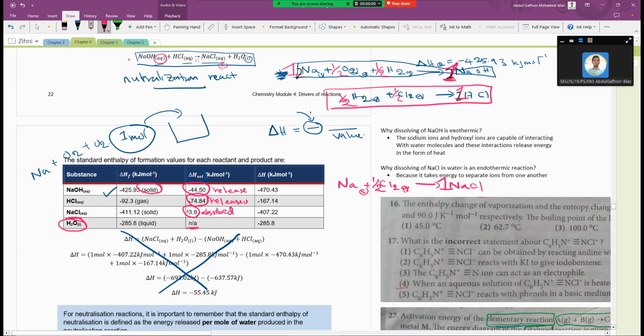Now we have to find out the net delta H. During the formation, this amount of energy is released, and again this amount of energy is released. So we have to add them. This is the total energy of NaOH aqueous formation. And for HCl also, this amount of energy is released while forming HCl gas, and again when you dissolve it in water, this amount of energy is released. So the net energy will be the sum.